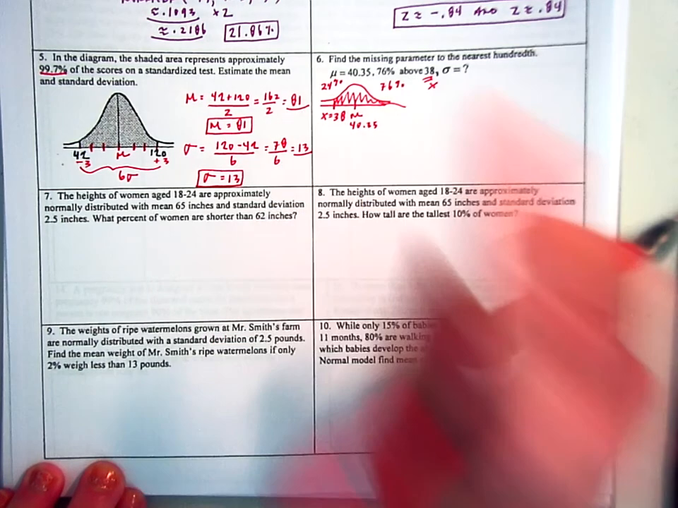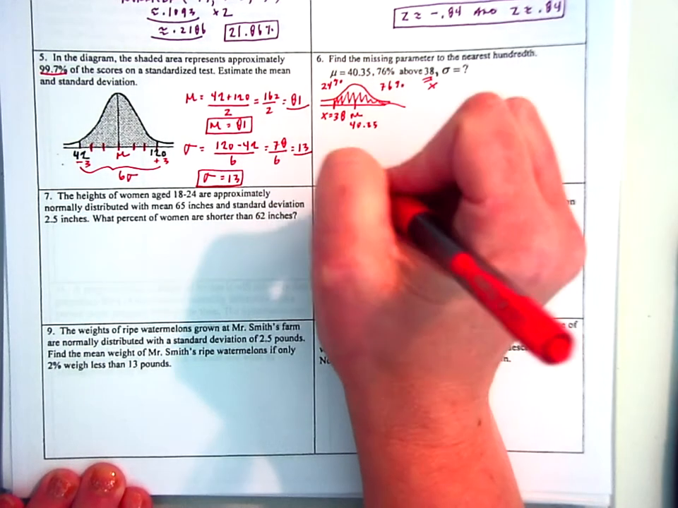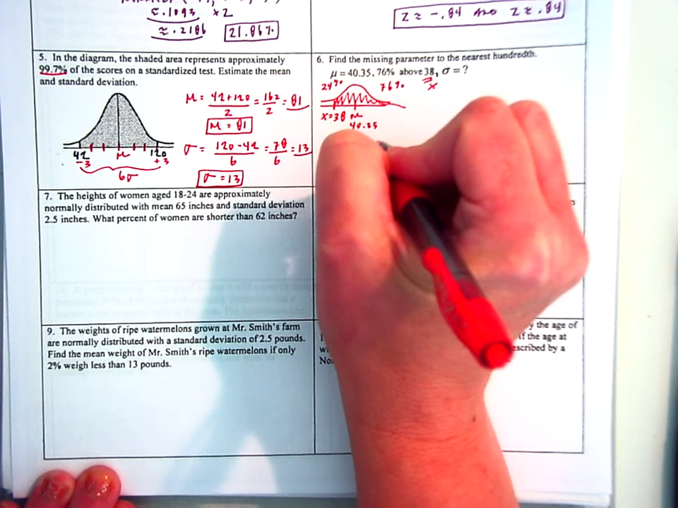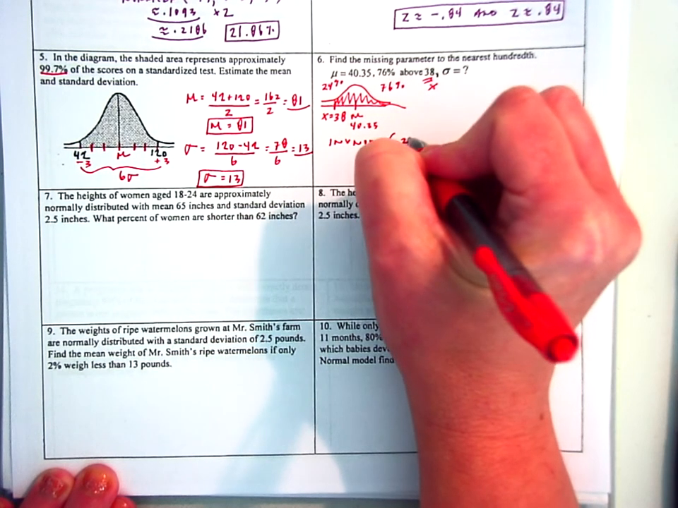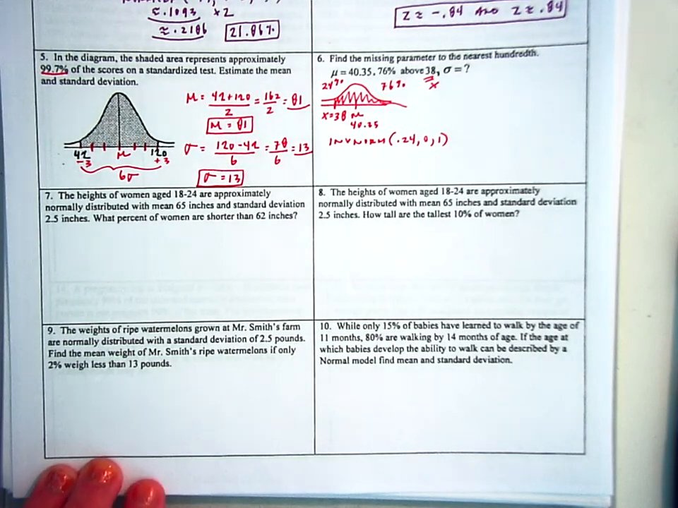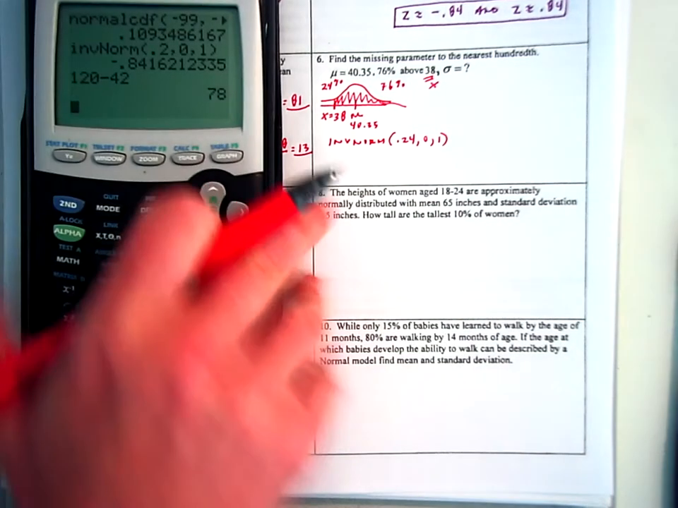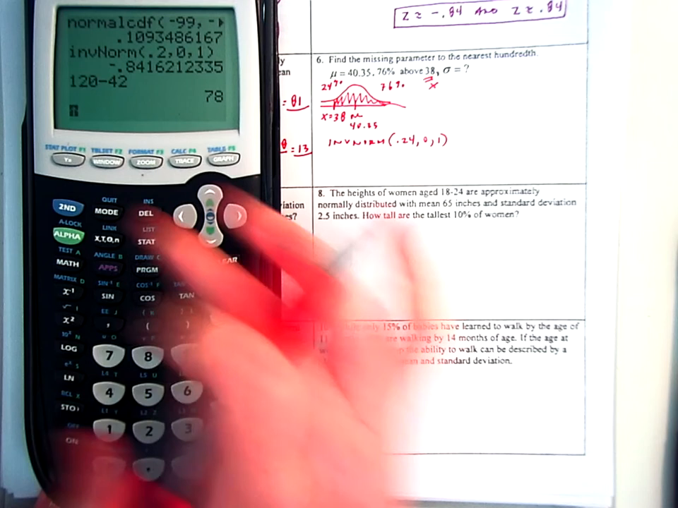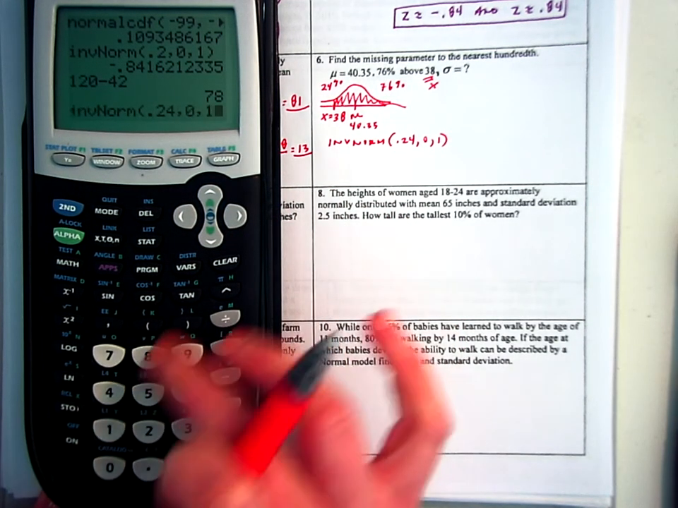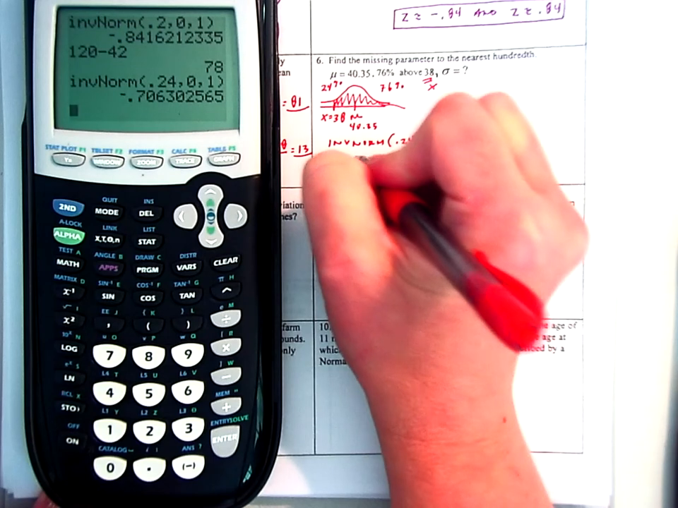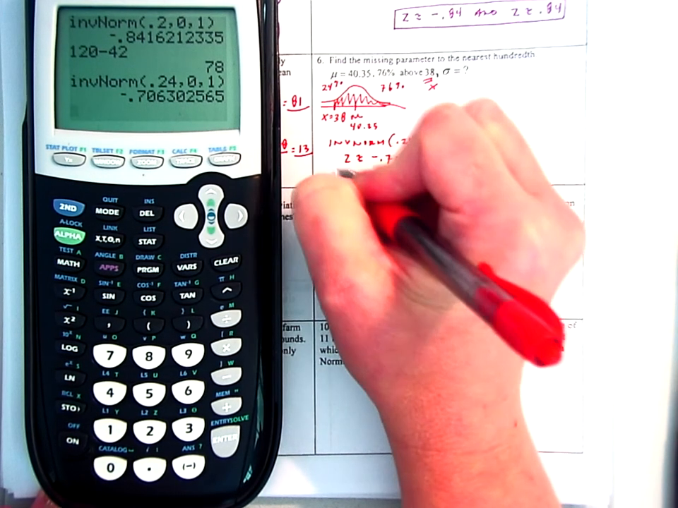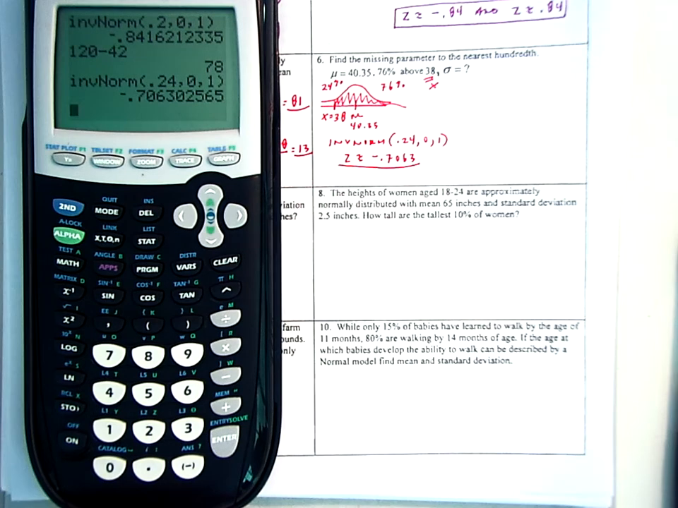So I need to figure out my z-score. Here I'm doing inverse norm, 0.24, 0, 1, just like that. When I type that in, it's going to give me a z-score of about negative 0.7063. I'm going to take it to 4 decimal spots just to be more precise.